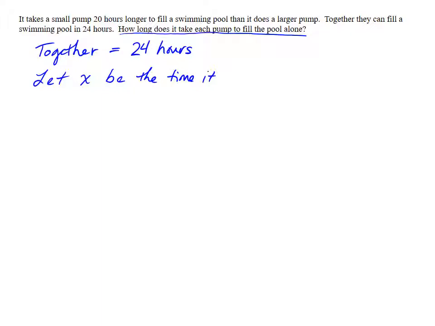Well, we've got to choose one of the pumps because we've got 2 pumps. The way to choose what x represents is to think about which of the pumps we know the least about. It says it takes the small pump 20 hours longer to fill the pool than the large pump, but it doesn't tell us anything about the larger pump. So let's let x be the time it takes the larger pump.